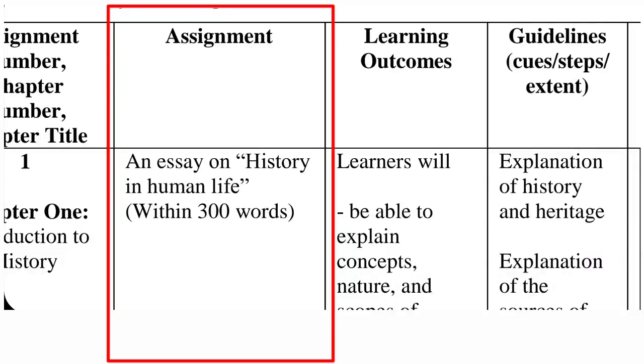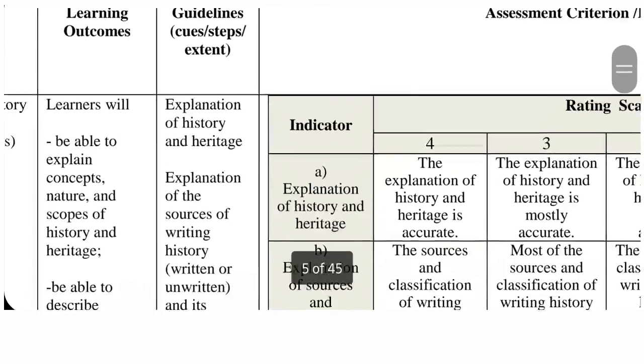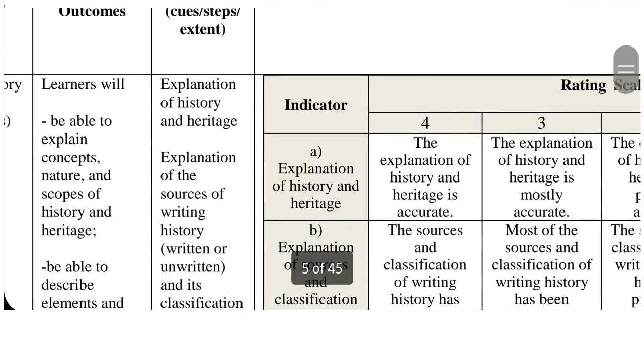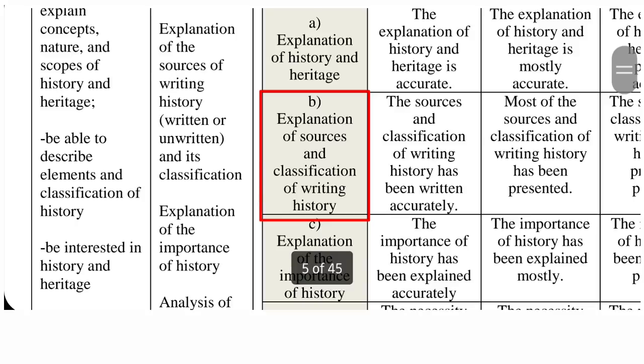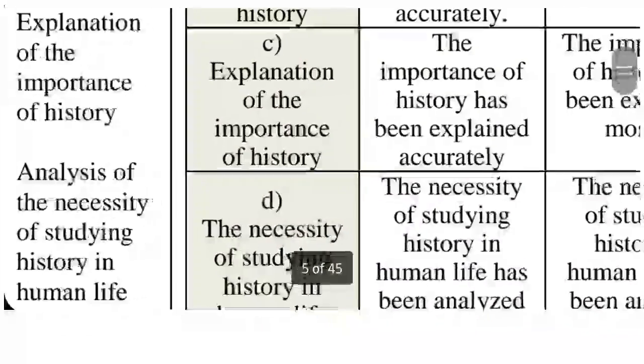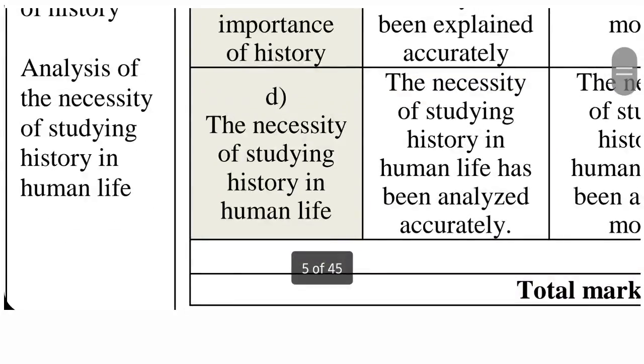Here you are instructed to write an essay on history in human life within 300 words. You have to follow the guidelines or steps. Look at the indicators here. A. Explanation of history and heritage. B. Explanation of source and classifications of writing history. C. Explanation of the importance of history. D. The necessity of studying history in human life.